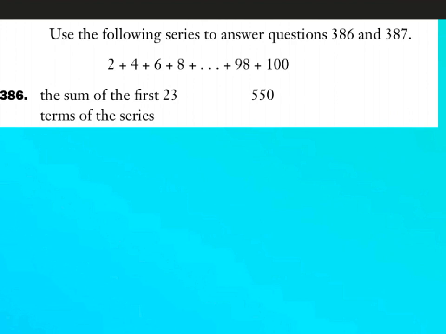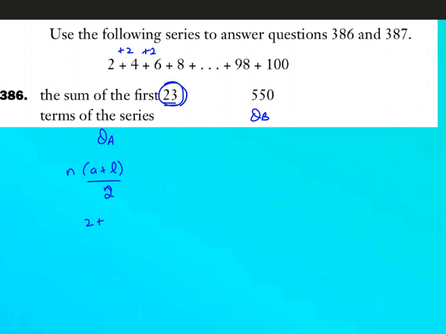Now what we have here is a series, and the first quantity A is the sum of the first 23 terms in the series, and quantity B is a fixed value, which is 550. Now if you notice, this is an AP. There's a common difference of 2. So I can use the formula for AP to find the sum of 23 terms. The shortcut formula was you take the average of the first and last term and times n.